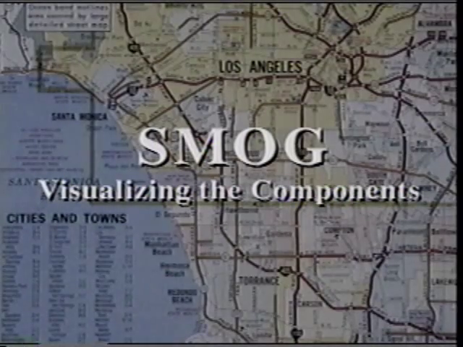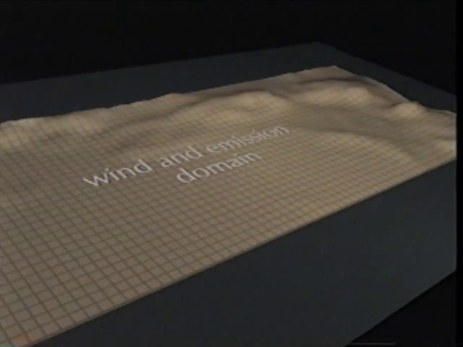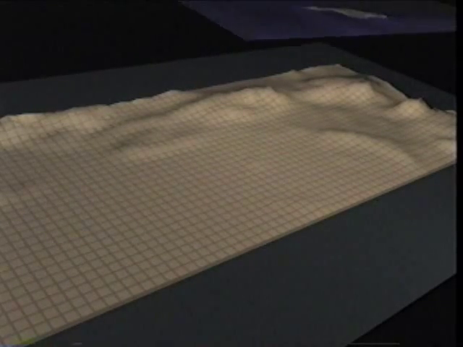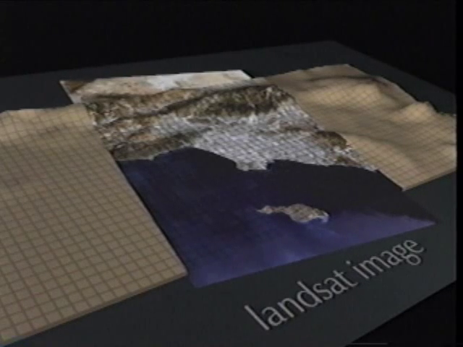The Los Angeles, California basin is home to over 10 million people and one of the worst smog problems in the world. Situated on the Pacific Ocean, it is bounded to the north and south by mountains. Satellite imagery shows the various regions and the extent of urbanization in the basin.